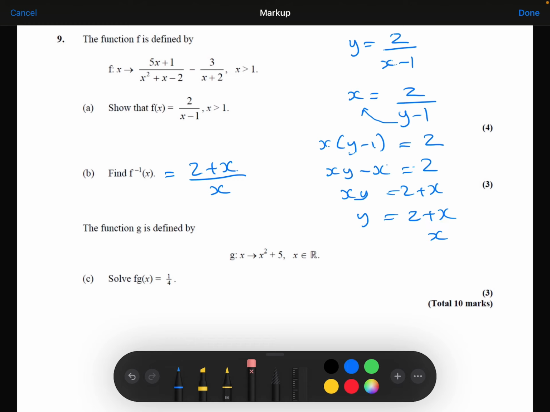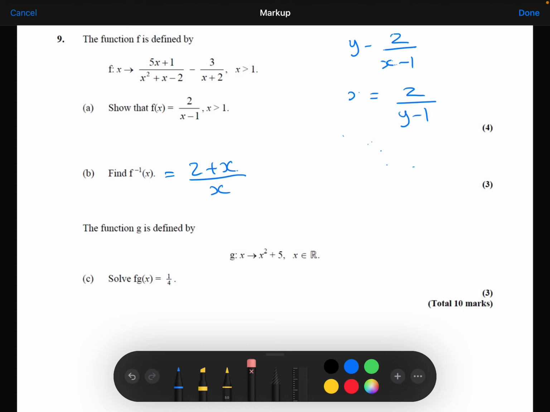We're then told that the function g is defined by g of x is equal to x² + 5, where x is any real number. We need to solve the equation fg(x) is equal to 1/4. So fg(x), that's saying to take the g function and substitute it into the f function.